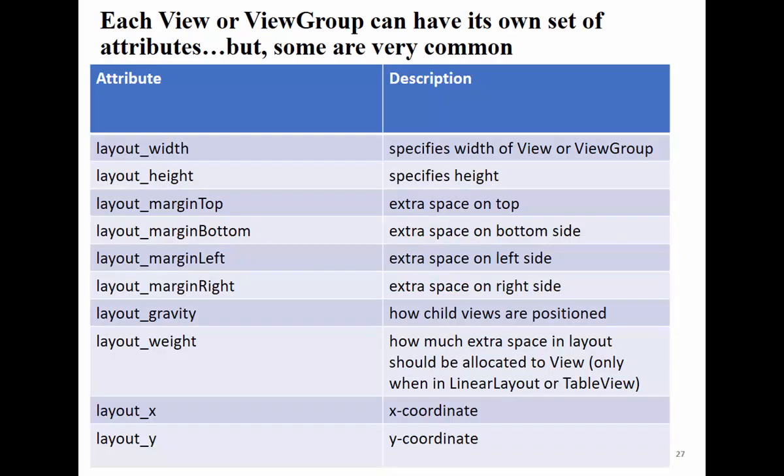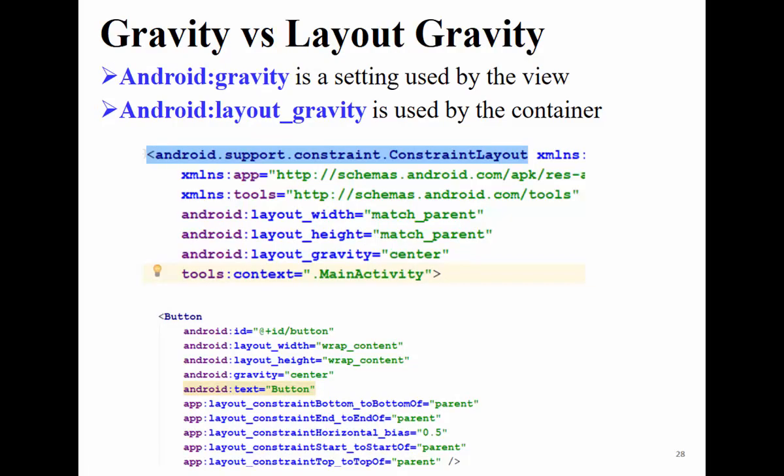Most of the views and view groups have the same attributes. They have the layout width, and they have the margin from the top, the bottom, the left and right. They have the gravity, which indicates where this item should be: you can pull it out to the left, you can pull it out to the right, or you can make it center. That is what we mean by gravity. The weight indicates how much space will be occupied on the layout.